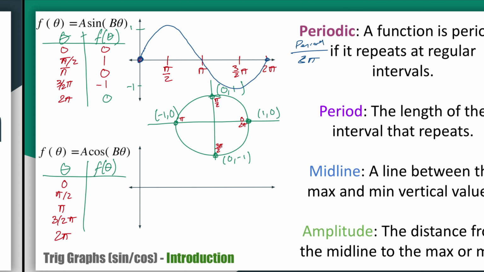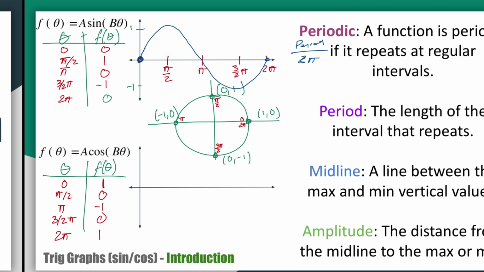So, same thing here, right? We start at 0, 0. Cosine is the x value, so we already started at 1. See that red. And then at half of a pi, we were at 0. And then at pi, we were at -1. At 3.5 pi, we were at 0 because all the x values. And then back at 2 pi, we were at 1 again.